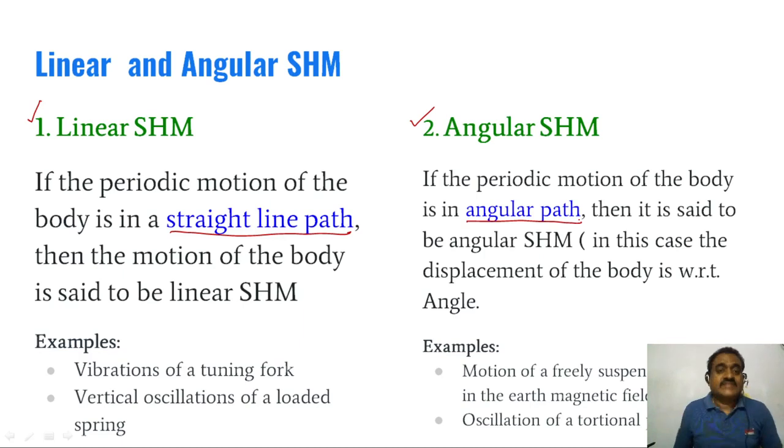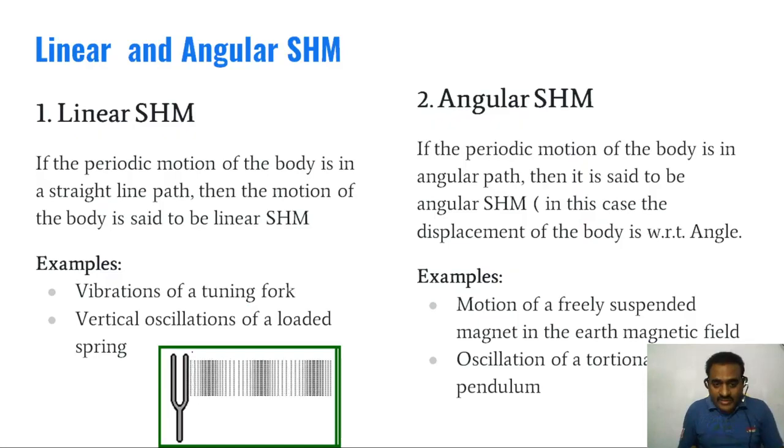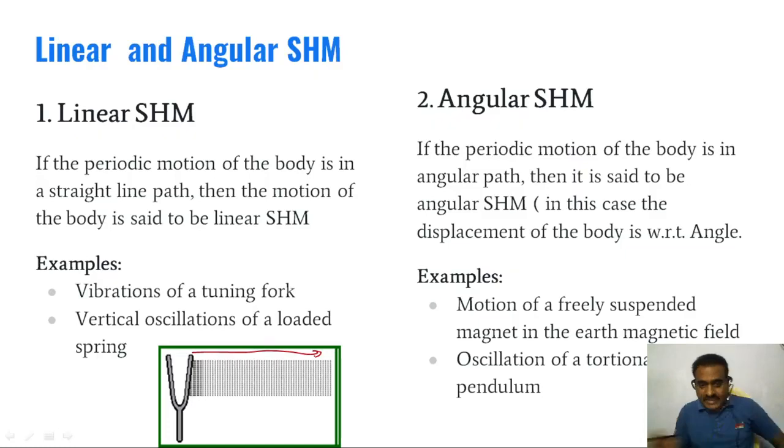That is linear simple harmonic motion and angular simple harmonic motion. If the periodic motion of the body is in a straight line path, that is called linear simple harmonic motion. If the periodic motion of the body is in an angular path, then it is said to be angular simple harmonic motion. For the linear example, you can observe on the screen the vibrations of the tuning fork. These vibrations are moving along a straight line.